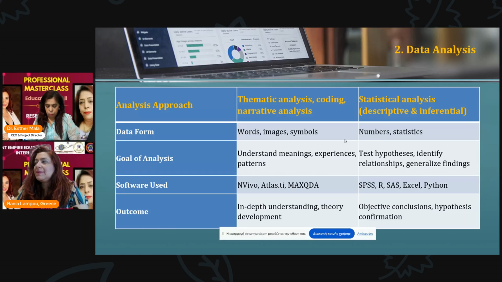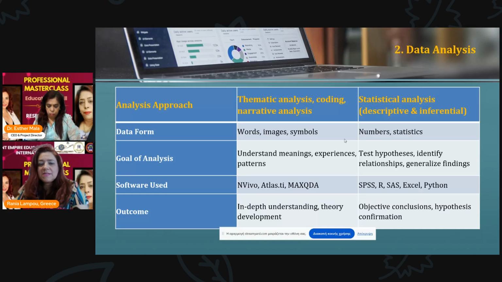if we talk about analysis, we mentioned that qualitative design has to do with thematic analysis, coding, and on the other hand, quantitative design focuses on statistical analysis. That could be descriptive or inferential. With data form, the first one has words, images, symbols. The second one has numbers.